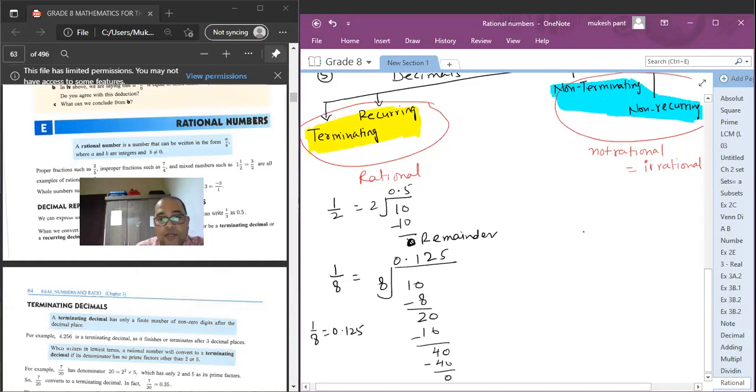Non-terminating means where you divide a number and the division does not finish at any step. You will never get remainder 0. The division will continue up to infinity. So those are called non-terminating.